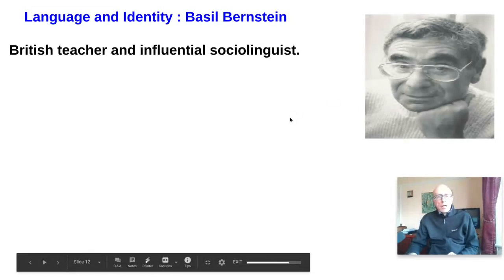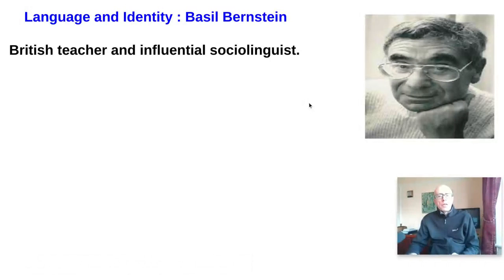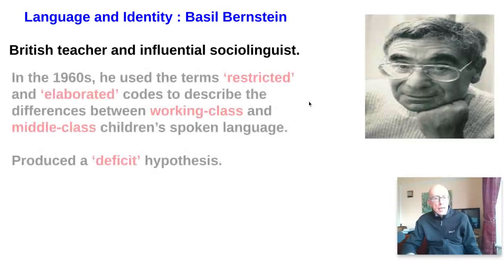So here's what he looked like. He was British, he was a teacher, he was an influential sociolinguist. He did a lot of teaching in higher and further education. He was principally interested in academic performance and why working class children, despite having the same level of education as middle class, didn't tend to perform as well in the classroom. So he's principally interested in why that was the case. And his answer lay, he thought, in language.